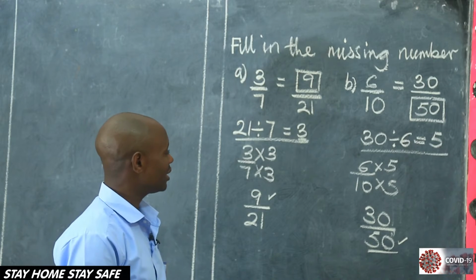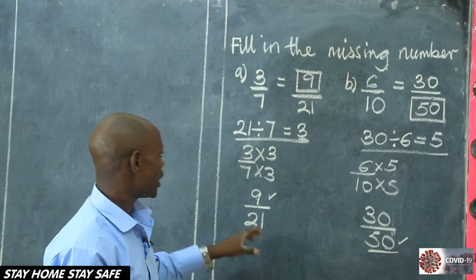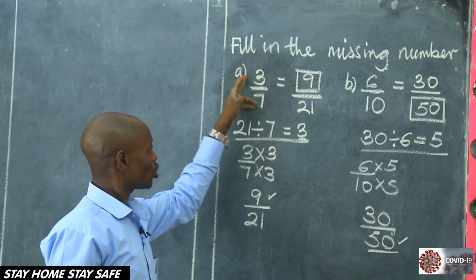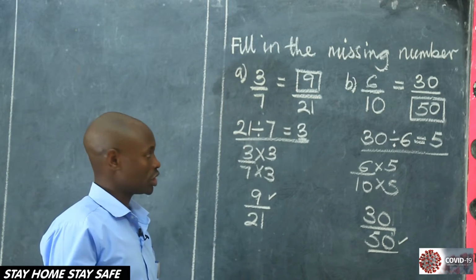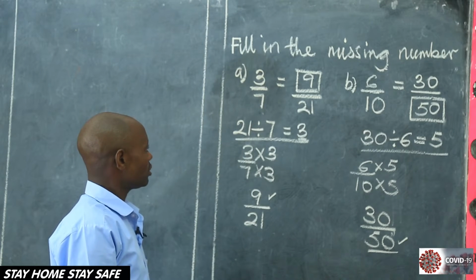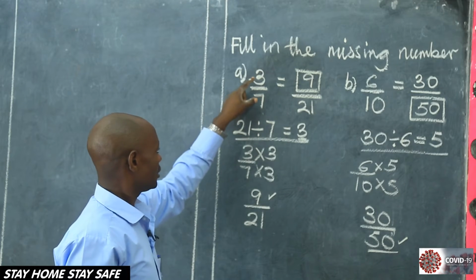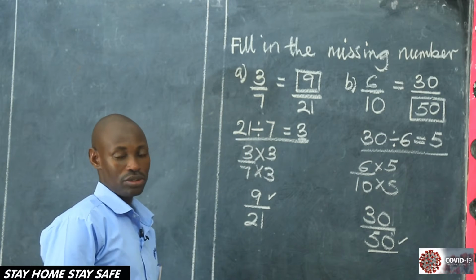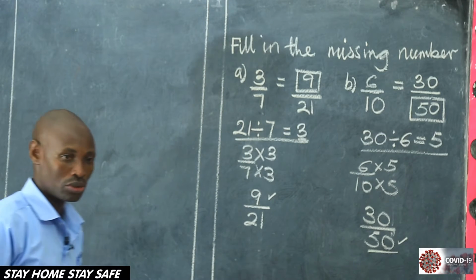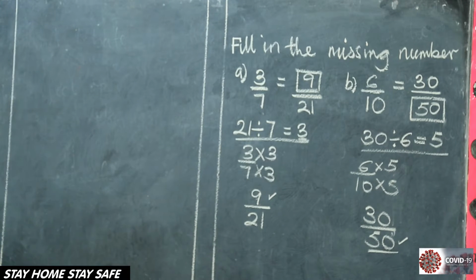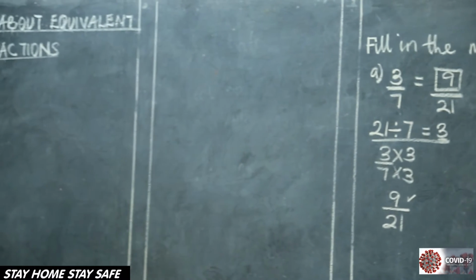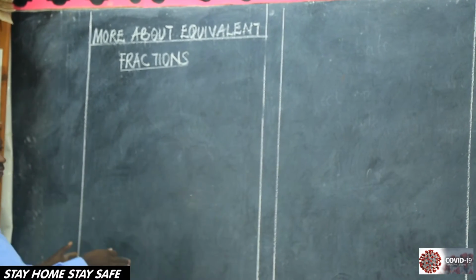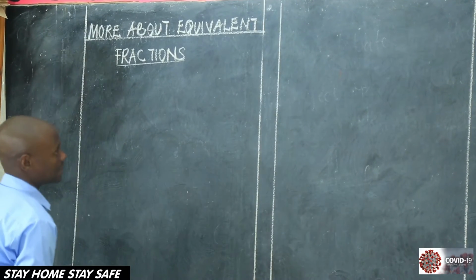Now, in our lesson today, we are going to look at where the numerator of the first fraction is not given or the denominator is not given. So if we give you a question, for example, where the numerator is not given or the denominator is not given, what do you do? That's what I have come to teach you today. So today we are going to look at more about equivalent fractions, but this time the first fraction has some parts missing.